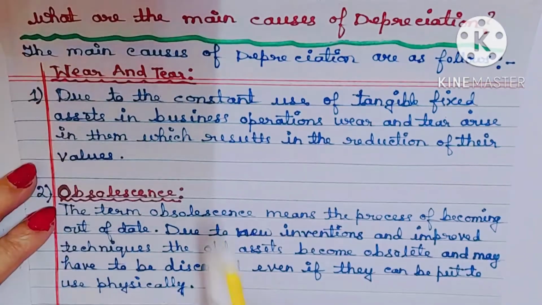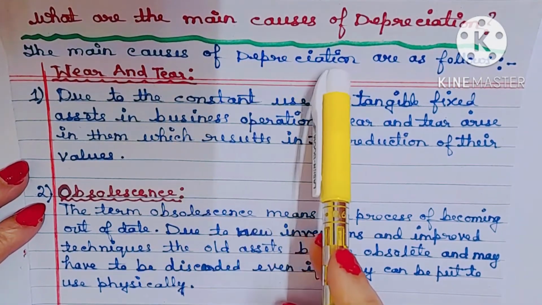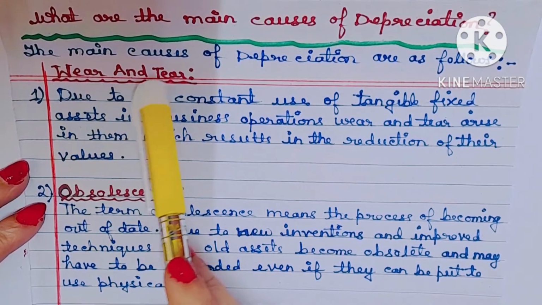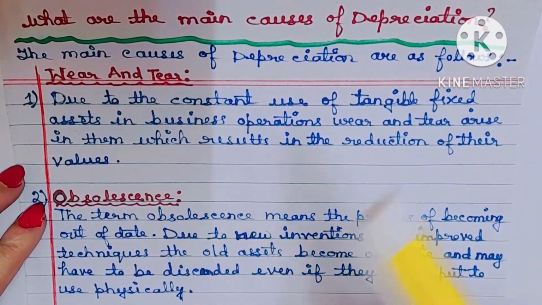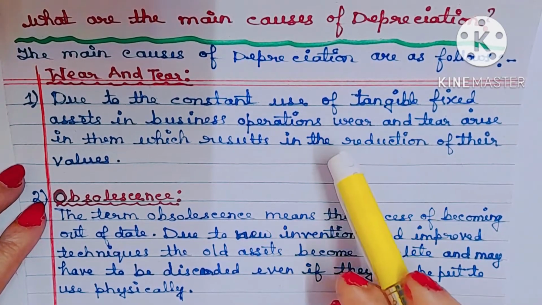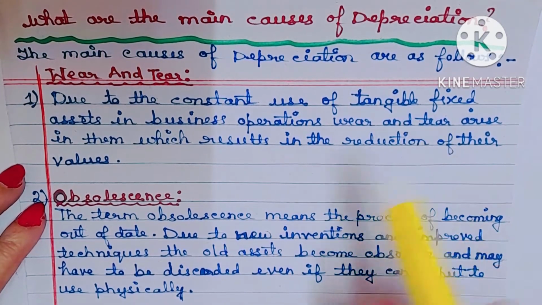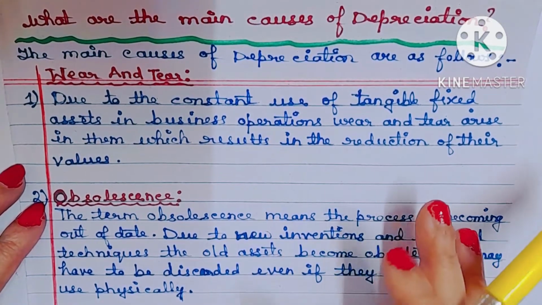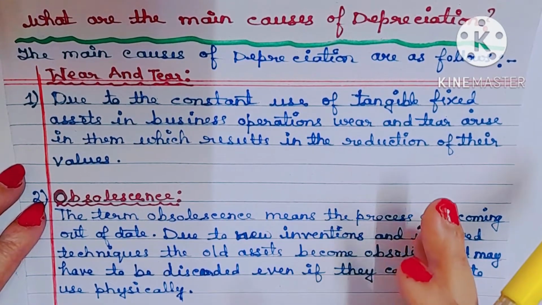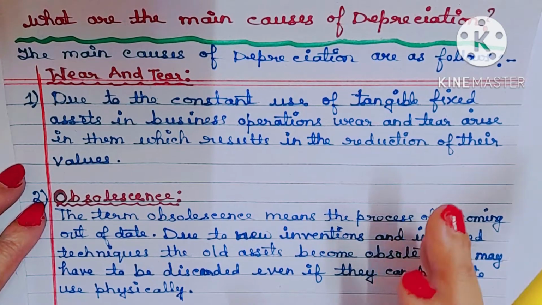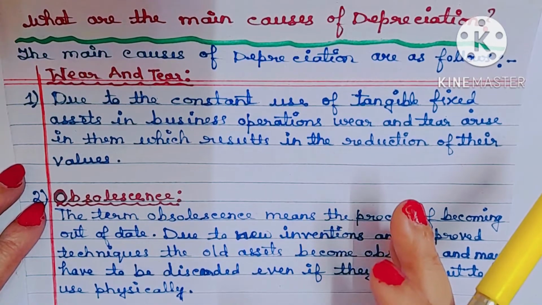Now, what are the main causes of depreciation? The main causes of depreciation are as follows. Number 1, wear and tear. I told you the meaning of wear and tear. Wear and tear is the damage that naturally occurs as a result of normal or ongoing usage of an asset. Wear and tear is the normal degradation of an asset from ongoing usage. Even when it is being properly maintained, wear and tear gradually reduces the utility value of an asset.